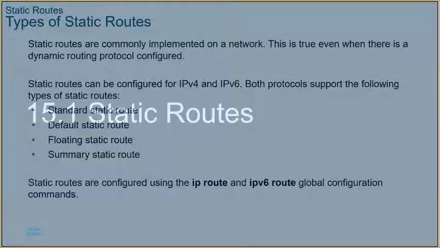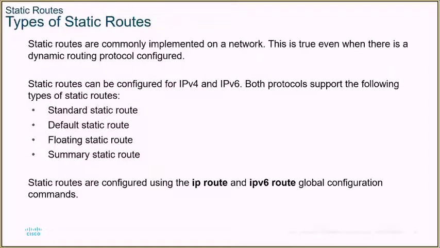Okay, so static routes are commonly implemented on a network. This is true even when there is a dynamic routing protocol configured. Static routes can be configured for both IPv4 and IPv6. Both protocols support the following types of static routes. There's a standard static route, which just specifies a network destination. A default route, which says basically the rest of the world is that way, and so you'd normally point that at your ISP. There's a floating static route, which is actually there for a backup route.